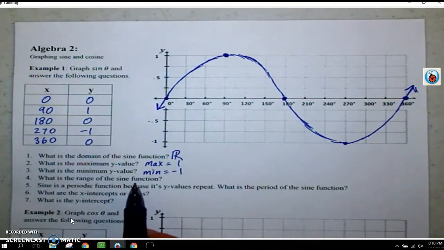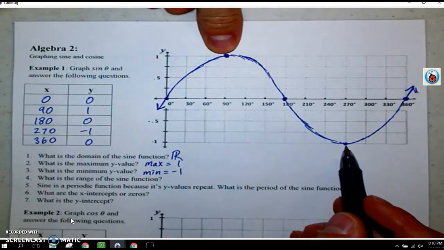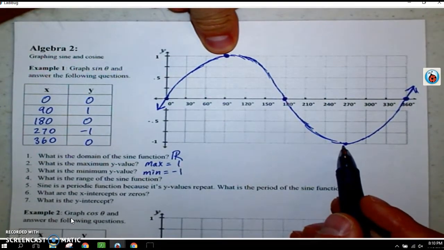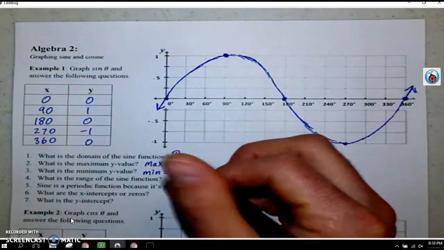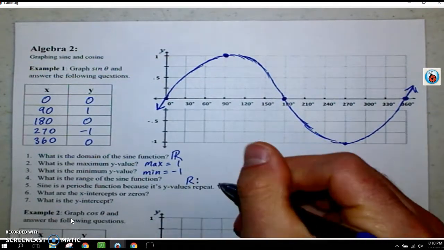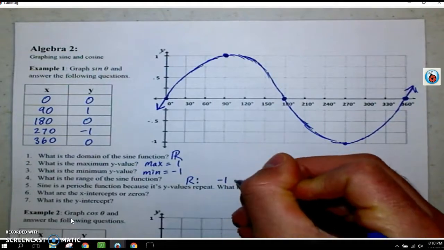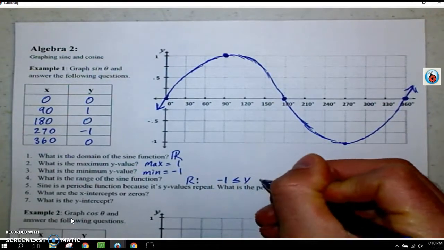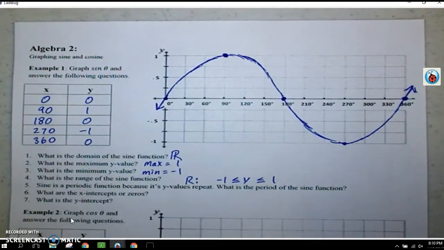And the range of the sine function: my minimum y and maximum y are -1 and 1, and those will be the values that my function goes between. So I will write our range as an inequality. I'll say -1 is less than or equal to y, which is less than or equal to +1. Again, writing that as a compound inequality.